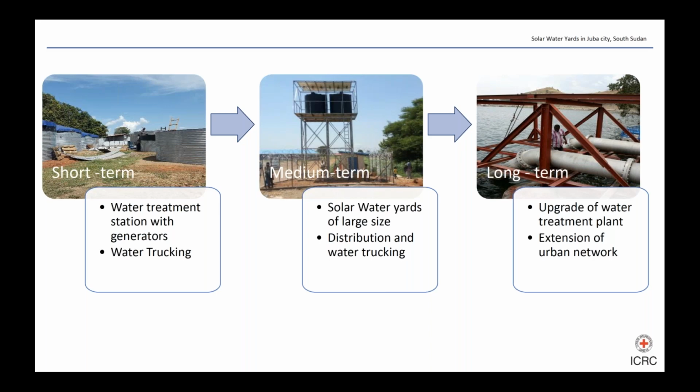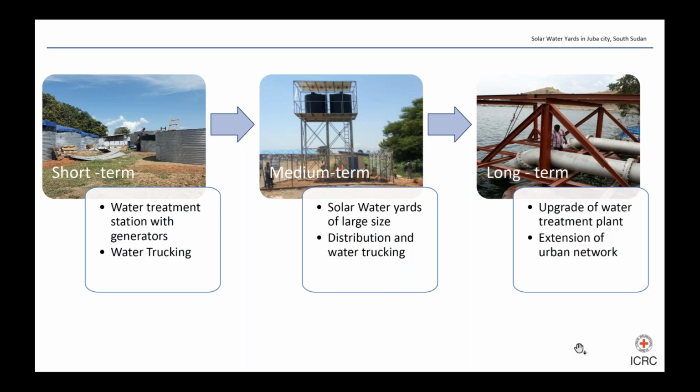In this slide, we see the different interventions presented. It's important to note that they are complementary and in parallel. The short-term intervention is mass water treatment and distribution through water trucking in an emergency, such as cholera and now possibly COVID-19. The medium term is the construction of off-grid solar-powered water yards, and the long term is the construction of a new water treatment plant that has the capacity to treat 500 cubic meters of water each hour.